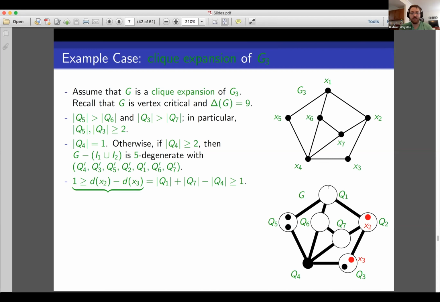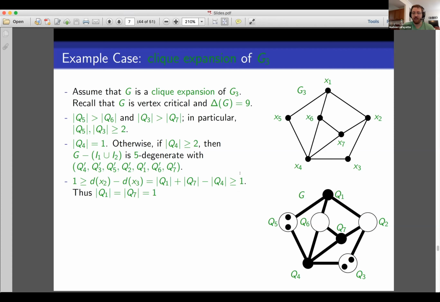But x2 sees q1 and q7 uniquely, and x3 sees q4 uniquely. So x2 will have the bigger degree. So you can get rid of the absolute value, and degree of x2 minus x3 is at most 1. The second part of the inequality comes from that same fact. If we're subtracting the degrees, you just have to count what does x2 see uniquely minus what does x3 see uniquely. So q1 plus q7 minus q4. Since q4 is size 1, you have this as at most size 1. So you sandwich the inequality, and that implies that q1 and q7 have size 1.